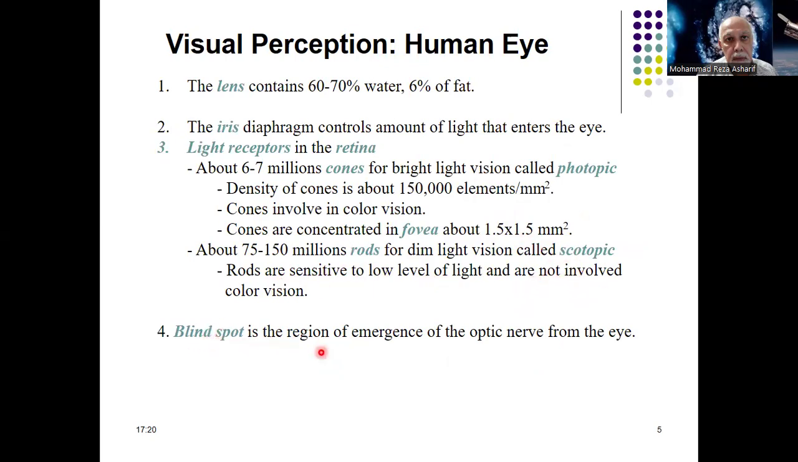The blind spot is the region of emerging of the optic nerve from the eye. So that's why we call it the blind spot.